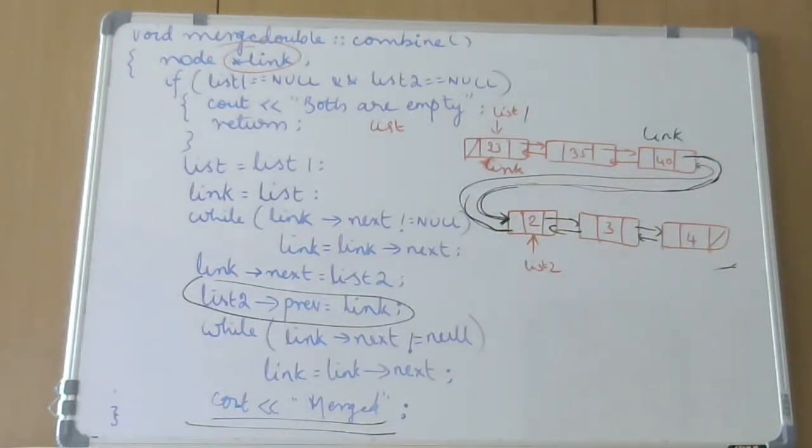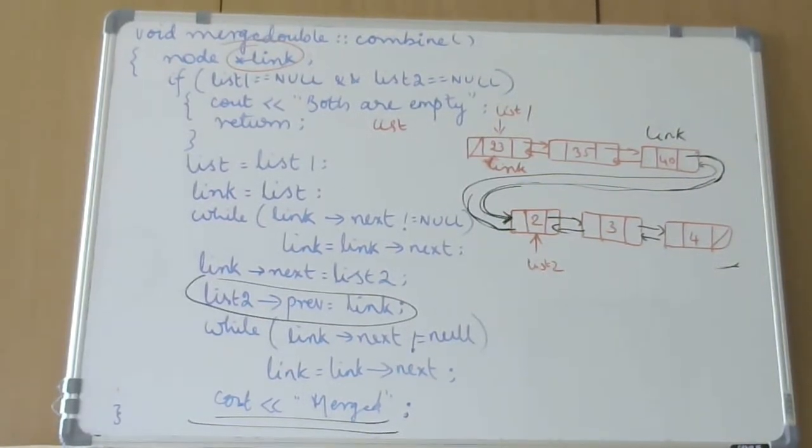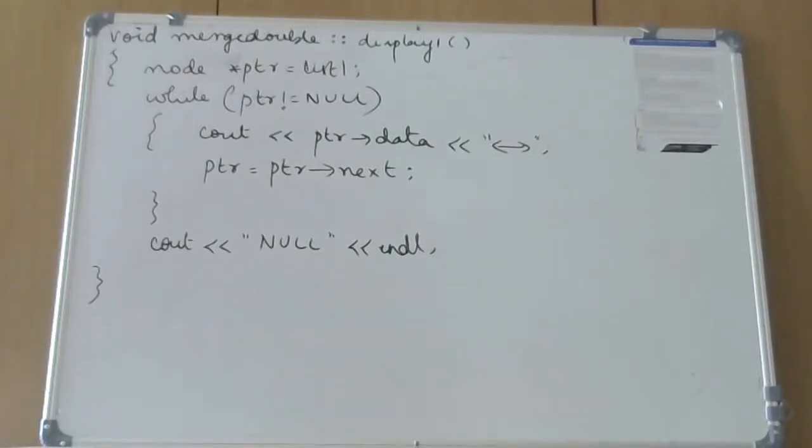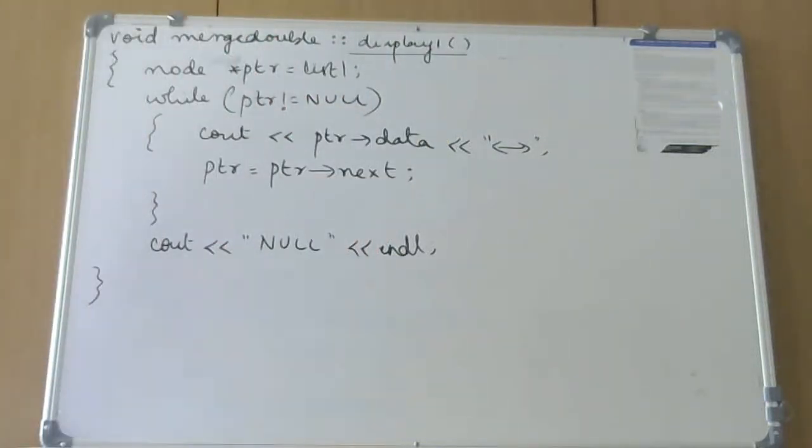Now we will see how we can display this list. Let us try to see a simple display function. So this is a simple function to see how to display the list. So we have to display list 1, we have to display list 2 and we should also display the merged list. All the three we have to display. So this is display 1. I had defined a function called display 1 to display the first list.